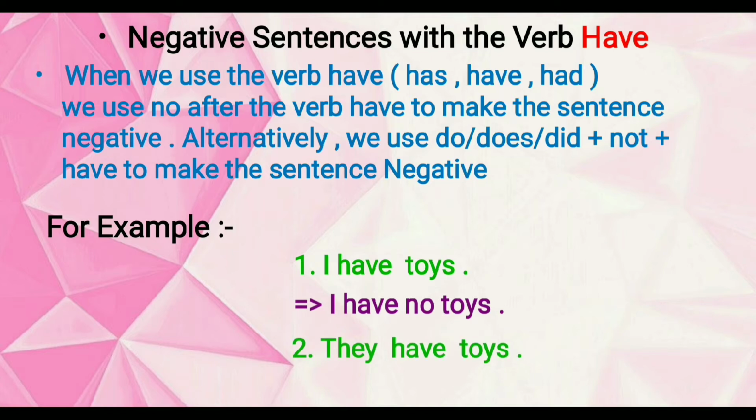They have toys. Now what will we do? If we want to use do with they, then what can we do? They do not have toys will be the answer. Understand? So these are the two ways we write no or not with has, have or had. This no and not rule applies with has, have and had also. Understand? So let's move on.